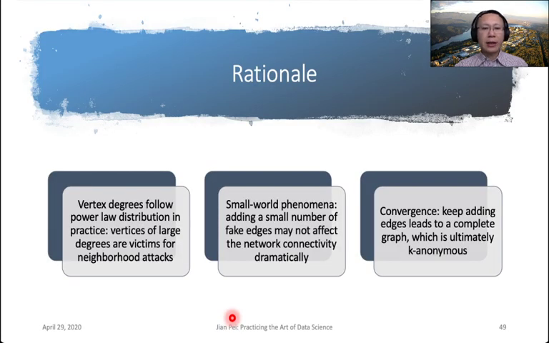The rationale behind our approach is that the vertex degrees follow the power law distribution in practice, and those vertices of large degrees are the victims of neighborhood attacks. And the small world phenomenon, in fact, helps us. We can add a small number of fake edges. Those fake edges may not affect the network connectivity dramatically. And also, our approach has a very simple and straightforward convergence in mathematics. If you keep adding edges, at the end, you'll form a complete graph, which is naturally k-anonymous.